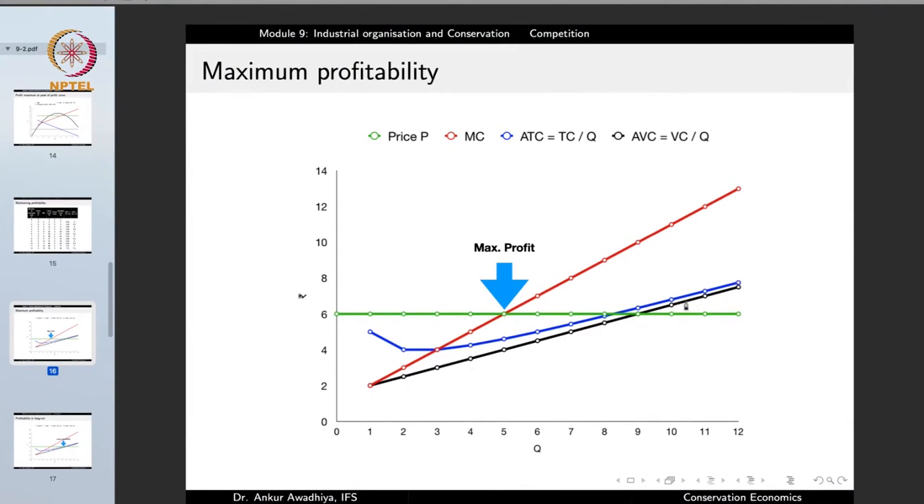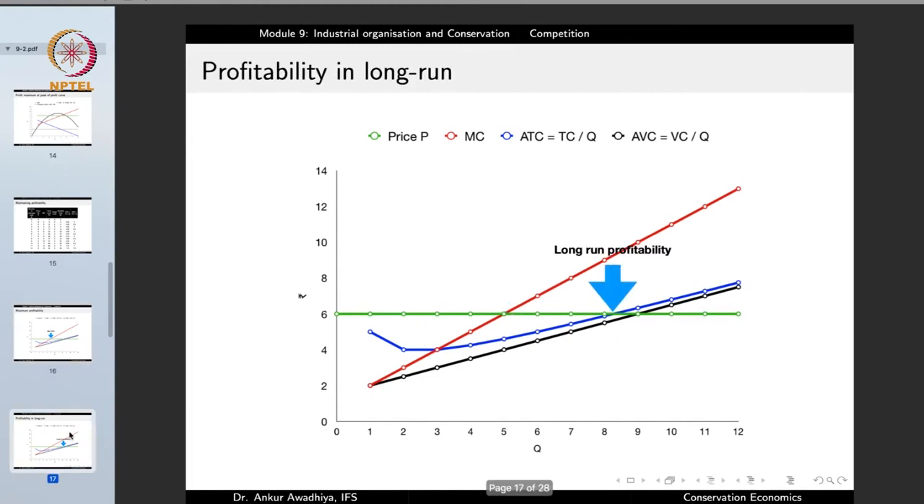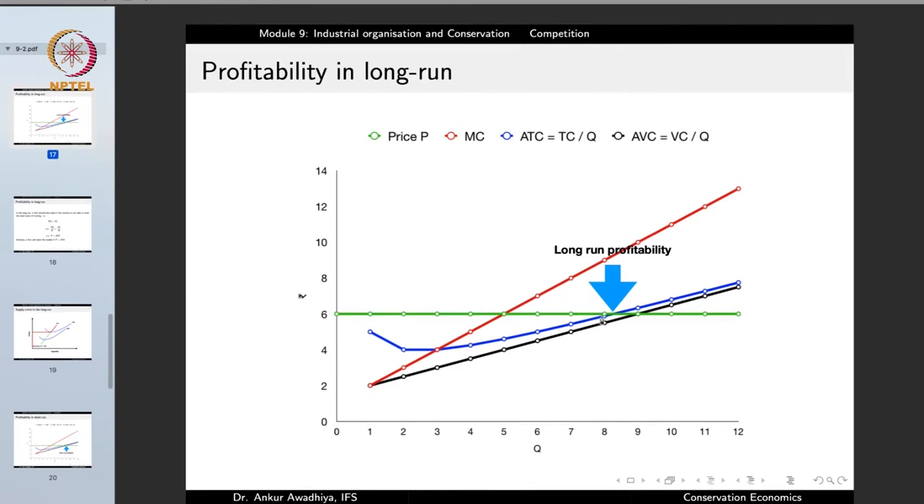And this black line is showing us the average variable cost, which is increasing. So we have observed that this is the point of the maximum profitability. But then we can also talk about profitability in the long run. Now, in the long run, what we are saying is that if this is the average total cost, and if this is the price that we get, as long as the price is greater than the average total cost we should be producing the goods, which means that the cost of production is less, the selling price is more, so there is some profit. It may not be a very large profit, but there is some profit.